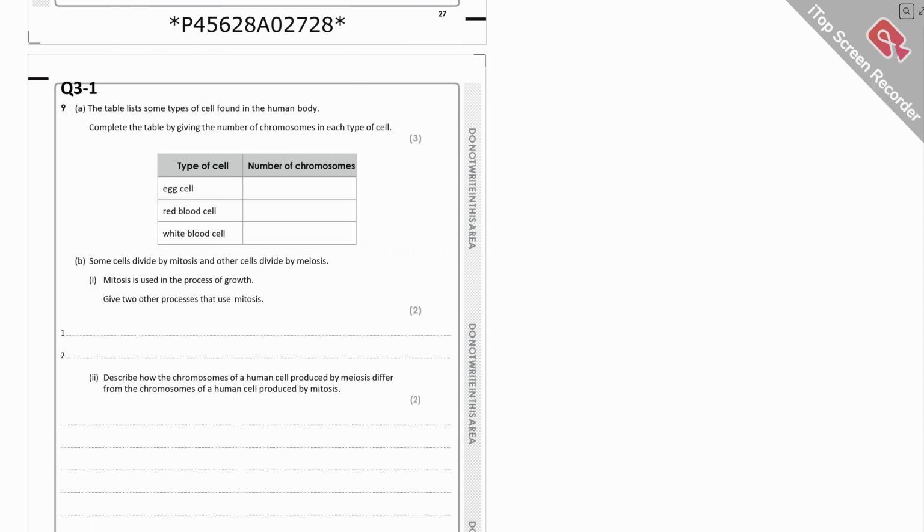Okay, we're looking at question 3. Number of chromosomes in an egg cell, it's half, so it's going to be 23 in a human body. Yep, 23 chromosomes. It's a haploid cell. Half. The opposite of a haploid is a diploid, but red blood cells have 0. It's got no nucleus, so it has more room for hemoglobin.